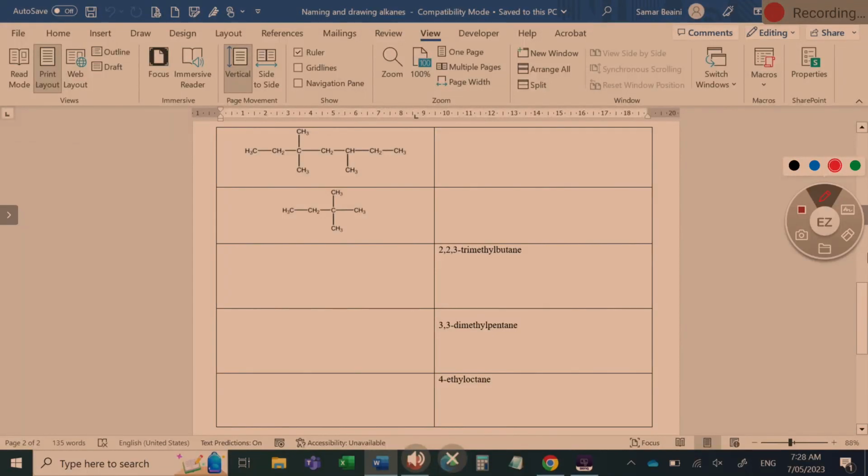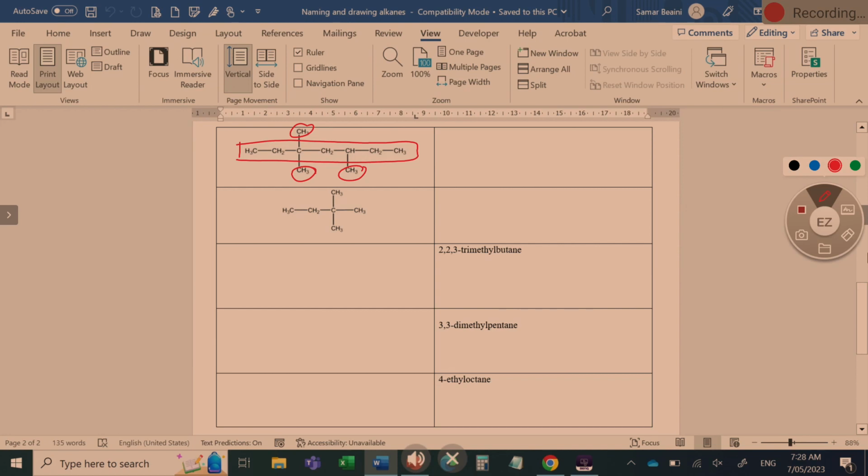Tell me, what do I need to do? Step 1, find the longest chain. So which is my longest chain? In this case, it's obvious. It's going straight line. Okay? So I box it. And then what do I do? I circle the branches. So 1, 2, 3.